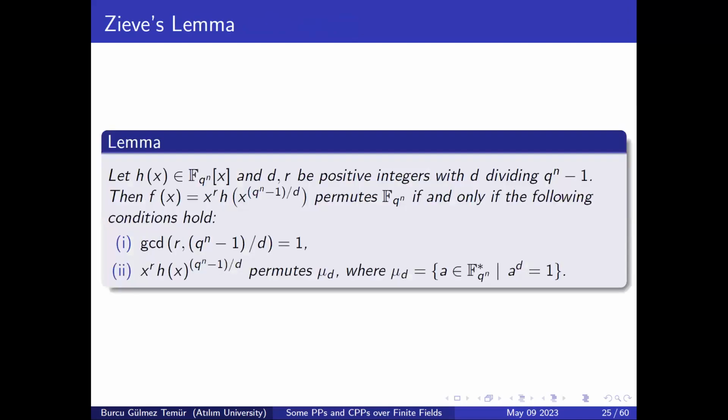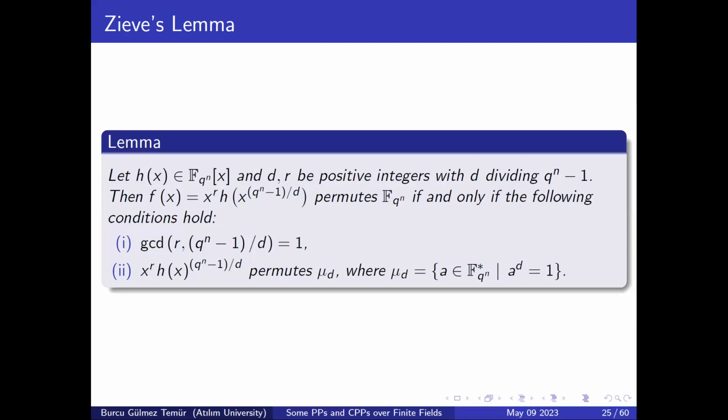Then this is Ziv's lemma. This is very famous in this topic because it has been used by many researchers. It somewhat simplifies the study because instead of looking for F which permutes Fq to the power n, the big field, you just look at a polynomial which permutes mu d, where mu d is the set of all elements which are d-th roots of unity.